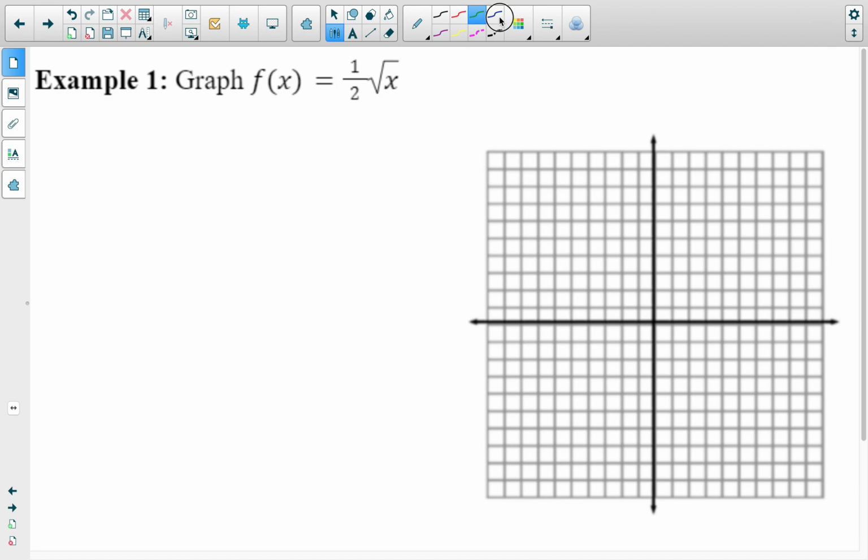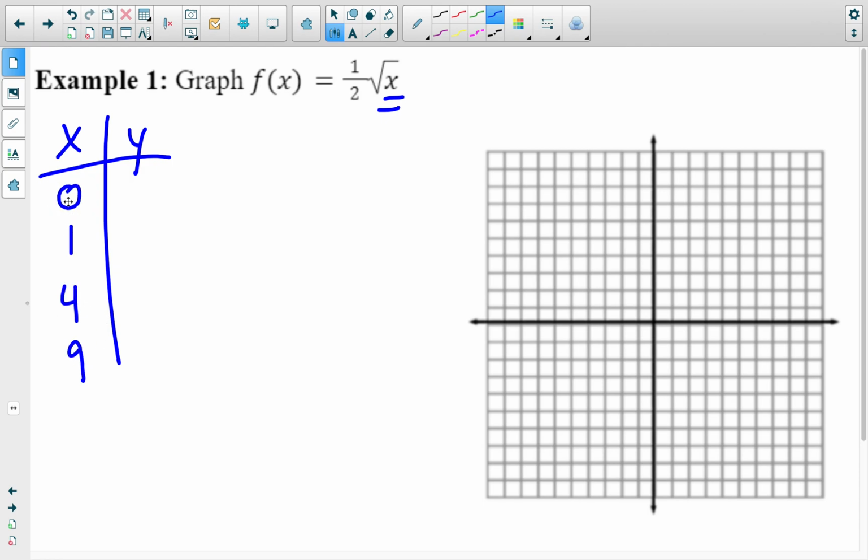Next, let's try to make a table for this. x, y. Again, I want to choose values that are going to give us nice integers under our square root. So I'm going to pick perfect squares like 0, 1, 4, and 9. And then I'll get 0, 1/2, 1, and then 3/2. So our graph is going to be a little bit flatter. Over 1, up 1/2, over 4, up 1, over 9, up 3/2.